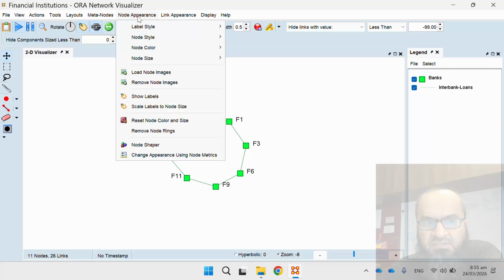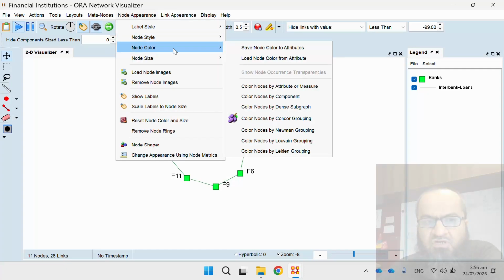So, node appearance, we want to change the node color by means of Newman grouping. You see over here we have used this, color nodes by attribute or measure. Now we are going to use color nodes by Newman grouping. You see there are some other options as well, color nodes by component, makes sense, and there are a few more algorithms, dense subgroups, Concor algorithm we will do, Newman grouping we will do, and there are a couple of two more algorithms which we have not discussed, some sort of advanced level algorithm.